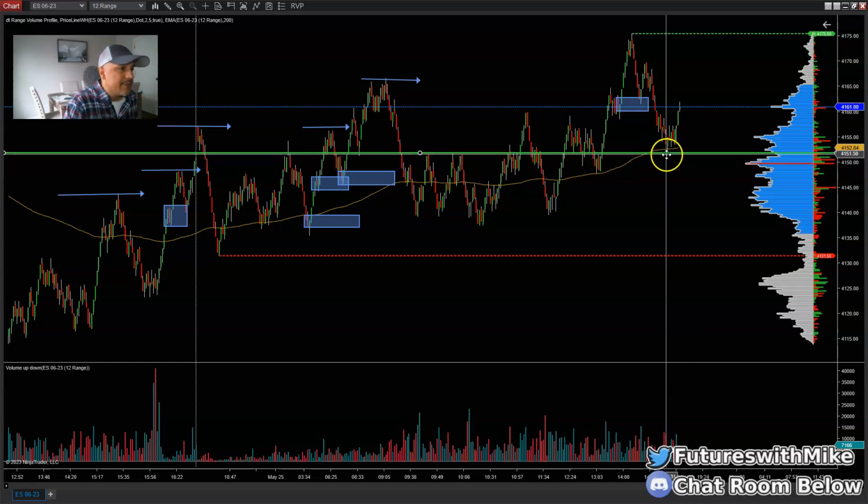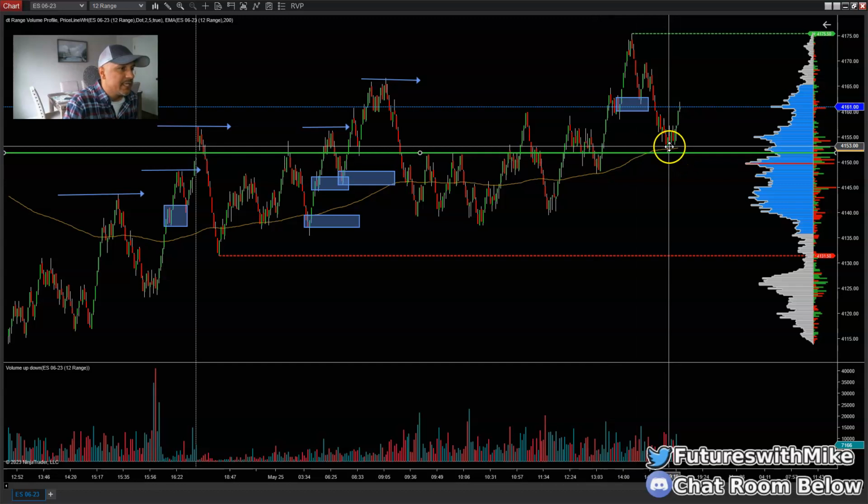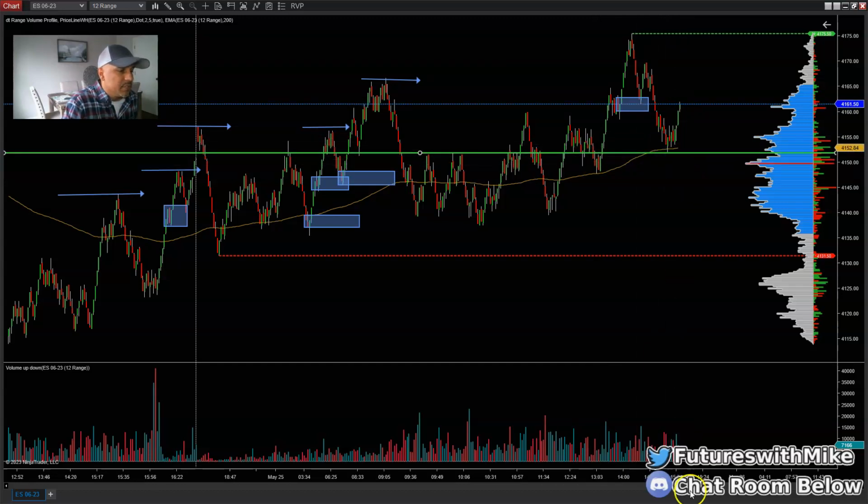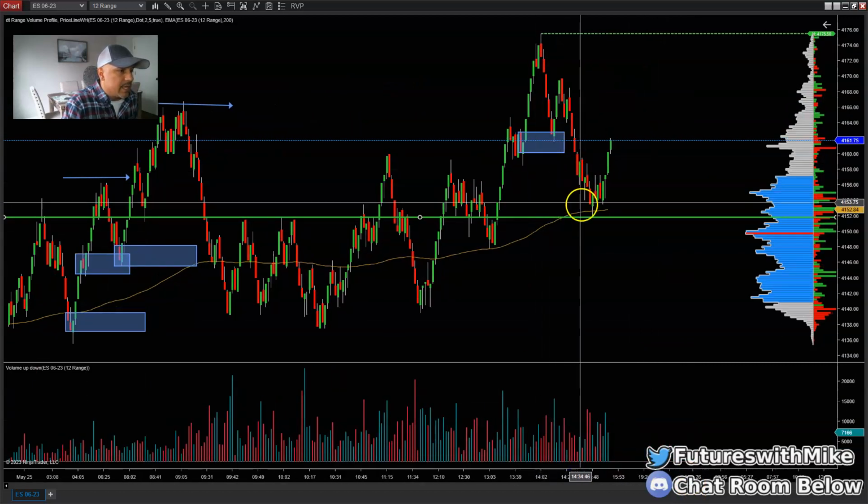But anyways, the price comes back to this demand zone right here. Look at it, it's rejecting. For me, I'm an aggressive style trader, so that's a nice bullish candle right here. It comes down. Look what it does.